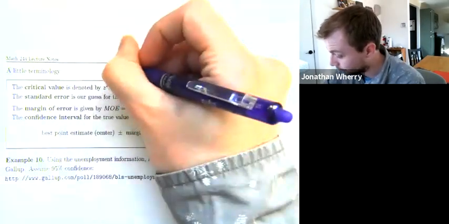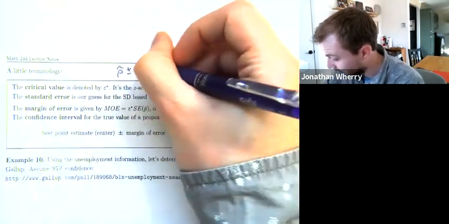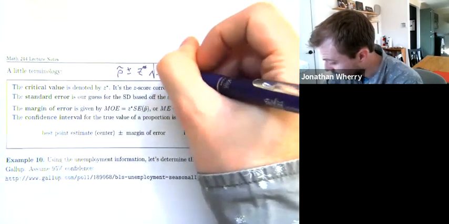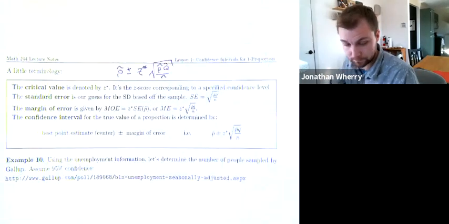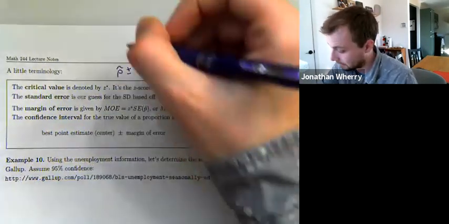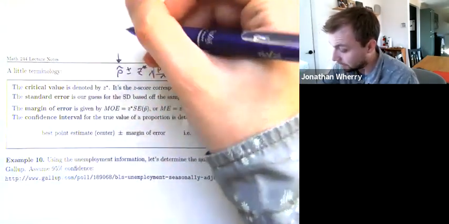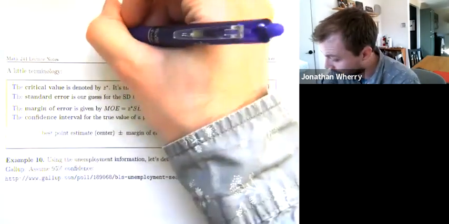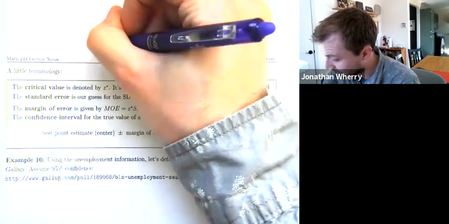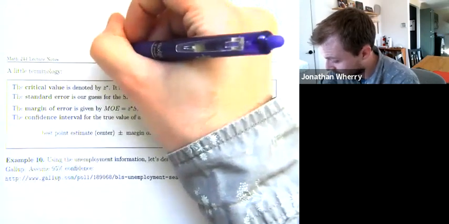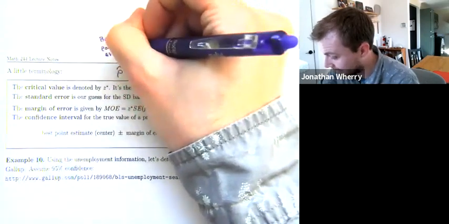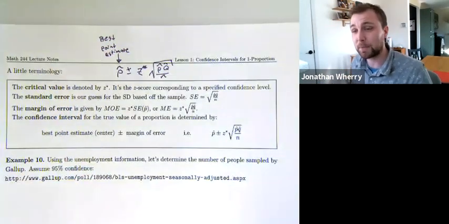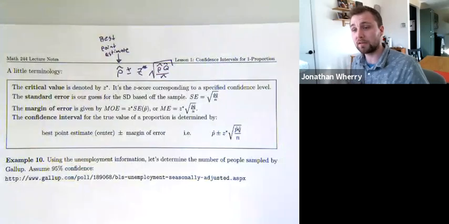Writing out my interval, p hat plus or minus z star, square root p hat q hat over n. Okay, labeling things. P hat, this was my center. This was my guess for what's going on. I call this my best point estimate. So for example, in that last problem, I guessed that 86% of students use their credit cards to pay for books.